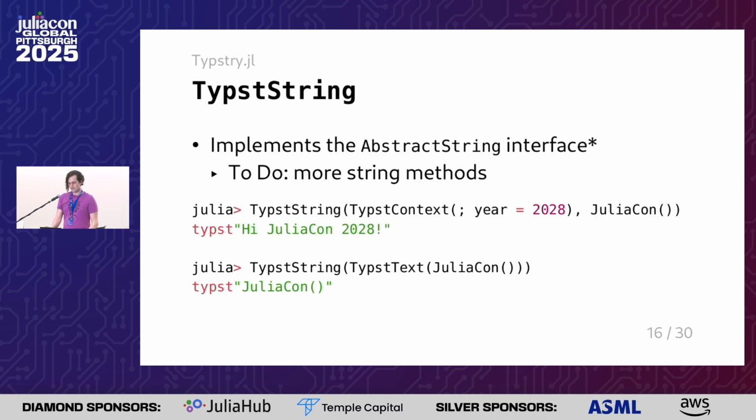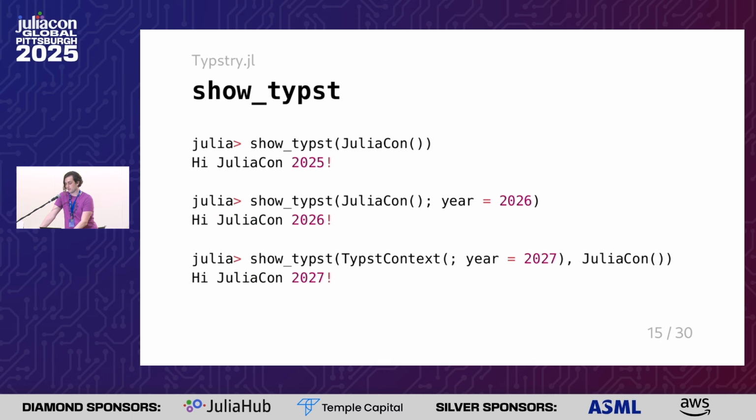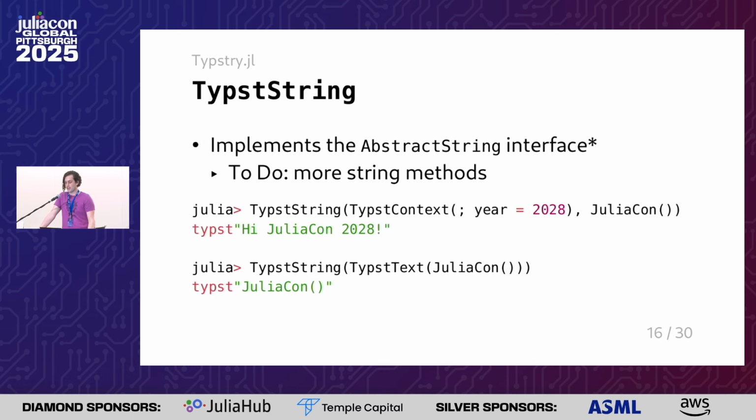provide that data. And then we also have typst string, which essentially takes any Julia value that we have implemented show Typst for, and then formats it and holds it in the string. So we're using the show Typst method to print into the string here. And again, you can see that it uses the context in the same way as with show Typst, where you can provide a Typst context. You can also provide a keyword argument as well.